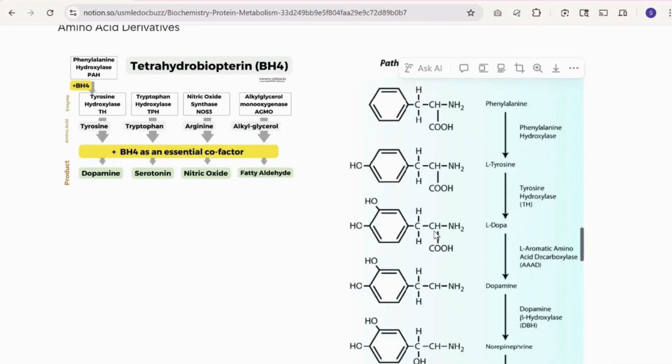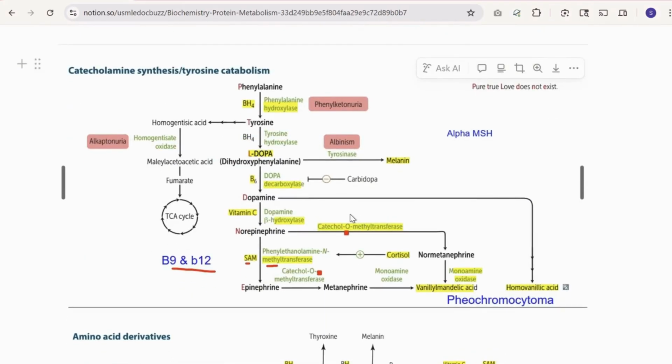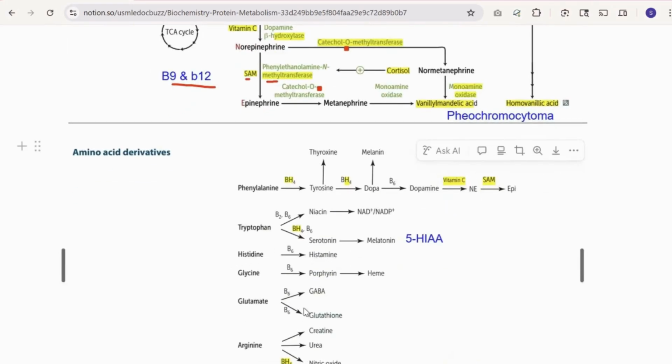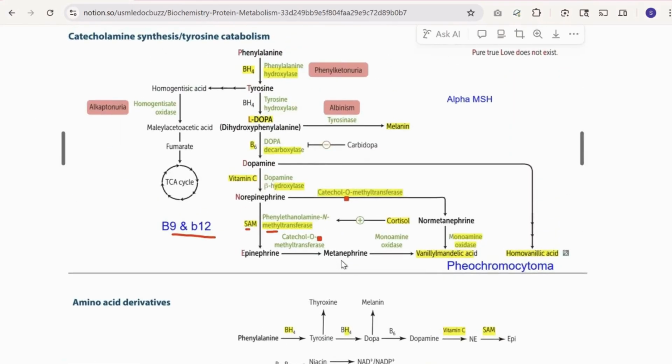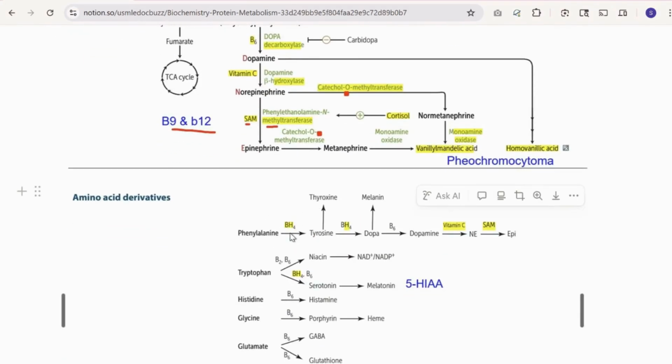Next, we're going to move forward and we're going to look at what amino acids can make, right? What other products can amino acids form within the body? Now, the main First Aid page that I want you to look at is mentioned over here. First is the amino acid derivatives right here, and the next one is catechol metabolism, like right here. As you see here, the main factor that you are encountering is BH4. It's called tetrahydrobiopterin. Right, this is the thing that reduces.